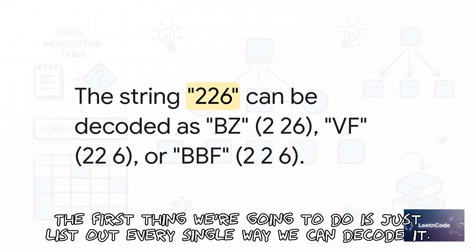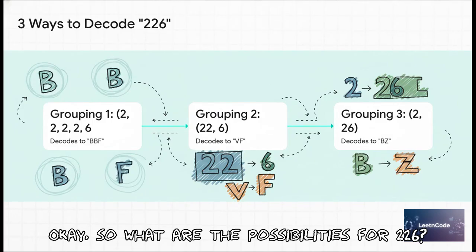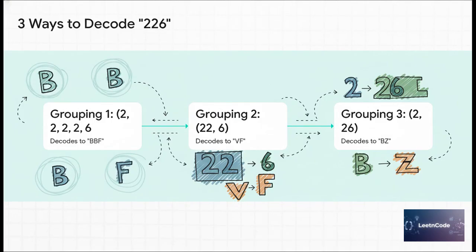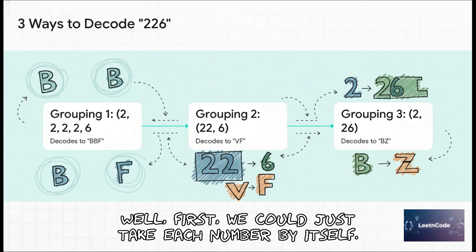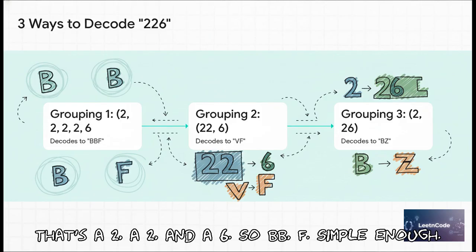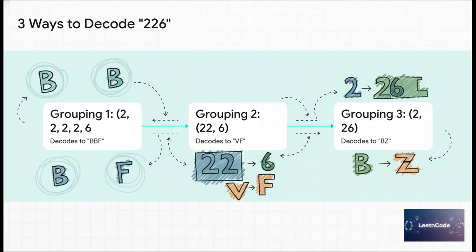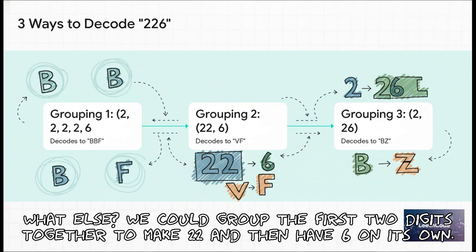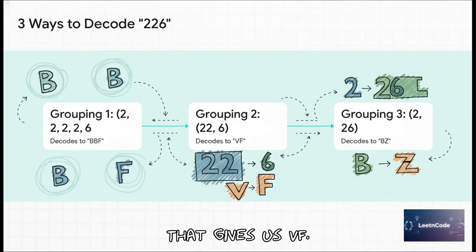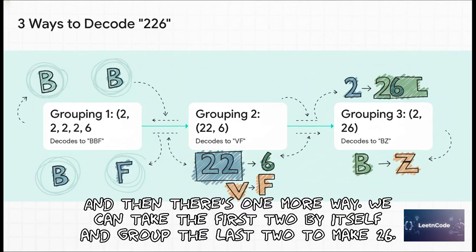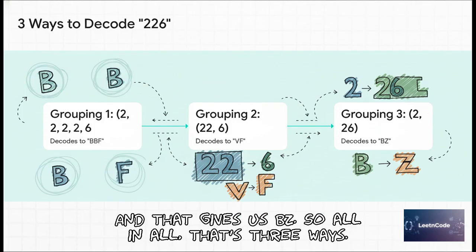The first thing we're going to do is just list out every single way we can decode it. Okay, so what are the possibilities for 226? Well, first, we could just take each number by itself. That's a 2, a 2, and a 6. So BBF. Simple enough. What else? We could group the first 2 digits together to make 22 and then have 6 on its own. That gives us VF. And then there's one more way. We can take the first 2 by itself and group the last 2 to make 26. And that gives us BZ. So all in all, that's 3 ways.